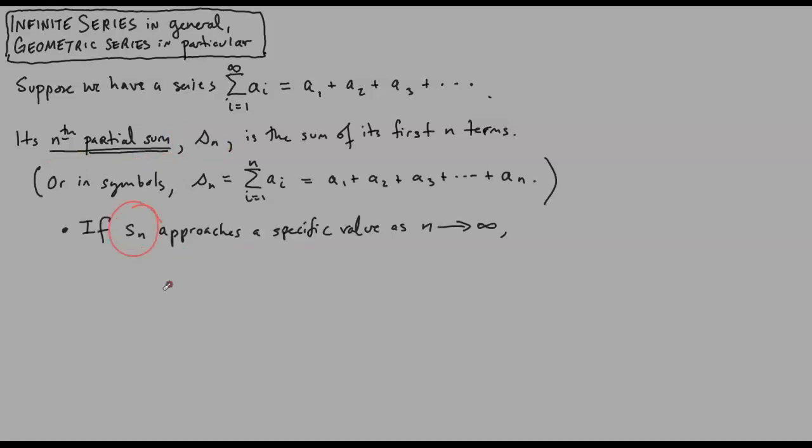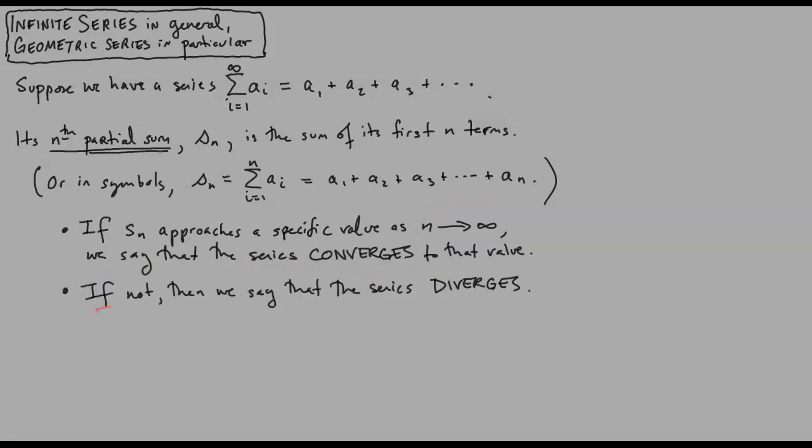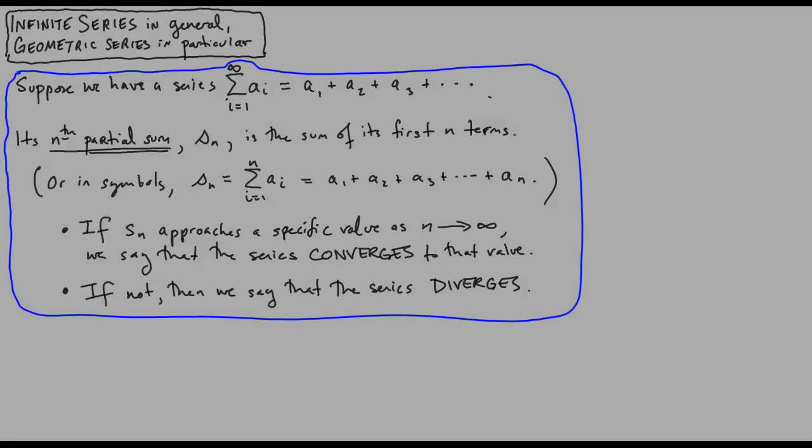So, if S_n, the nth partial sum, approaches a specific value as n goes to infinity, we say that the series converges to that value. And on the other hand, if this doesn't happen, then we say that the series diverges. And that's that. Now you know the official language as far as convergence and divergence is concerned. A convergent series is one whose nth partial sum goes to some particular value in the limit. Very intuitive, and I think even elegant in its way.